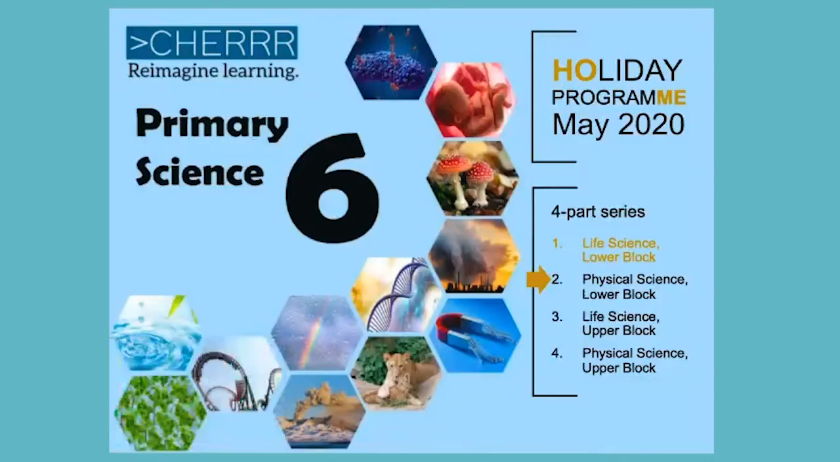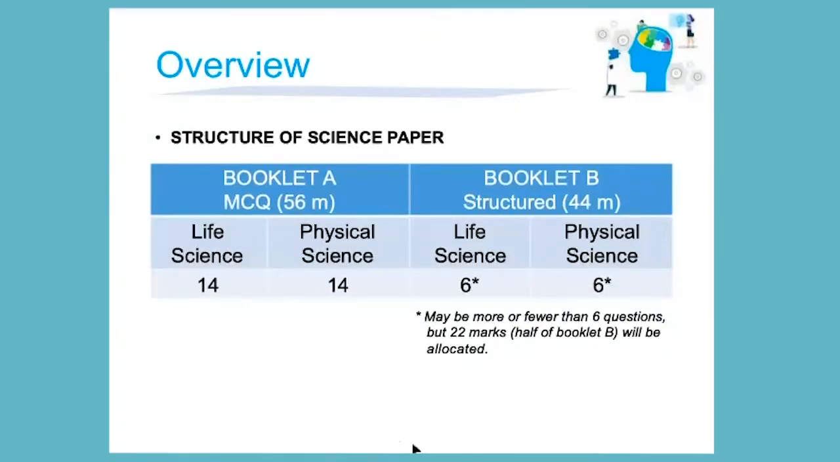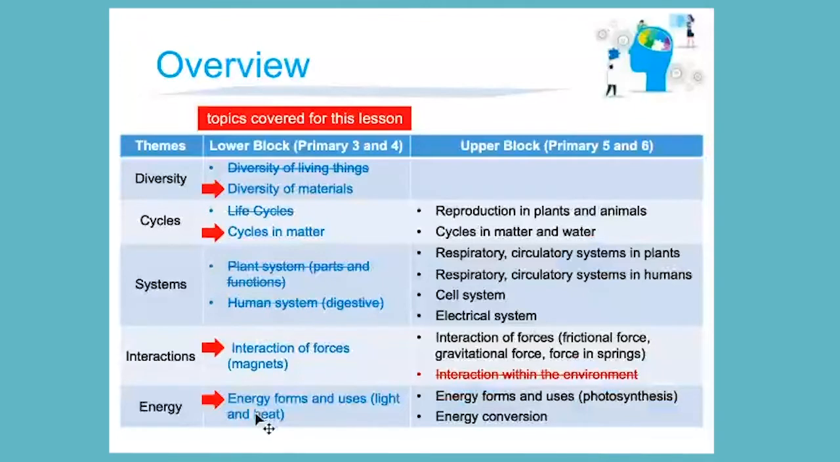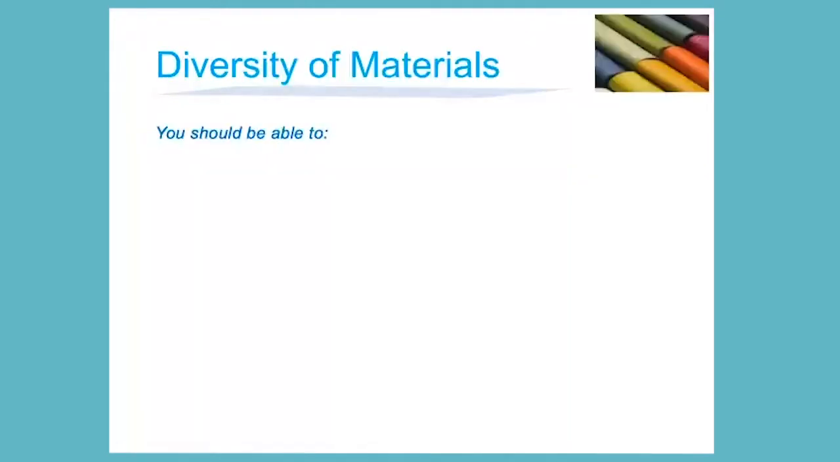Today, we have already finished covering the life science part for the lower block. So today we're looking at covering the physical science part for the lower block. All right, so the topics that we're looking at for this particular lesson will be diversity of materials, cycles in matter, magnetic forces, and energy forms and uses. All right, so let's see, what do we need to know for diversity of materials?